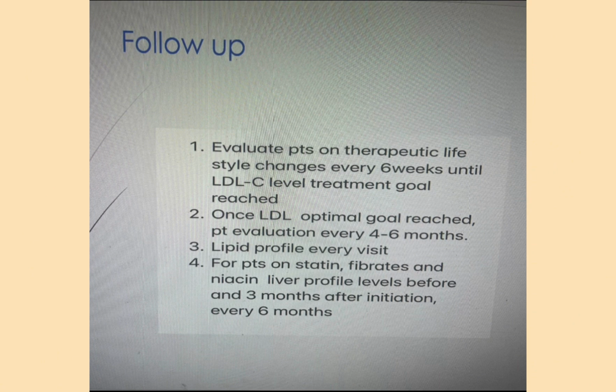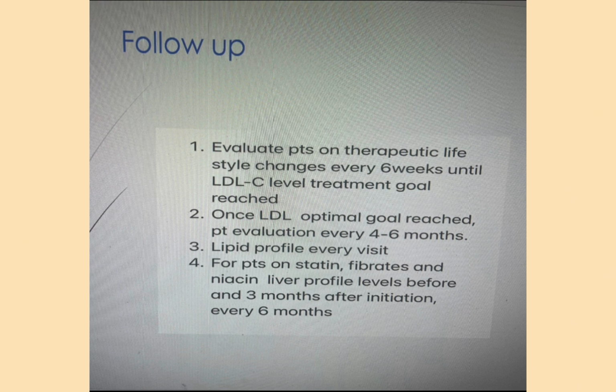Number 1, evaluate patients on therapeutic lifestyle changes every 6 weeks until LDL-C treatment goal is reached. I have discussed already, for patients with clinical ASCVD or high-risk ASCVD, LDL goal is less than 70. For patients age 40 to 75 years with diabetes, LDL goal is less than 70. And for patients whose LDL is greater than 190 or age 40 to 75 years with ASCVD risk greater than 7.5%, those patients need to be on aggressive treatment.